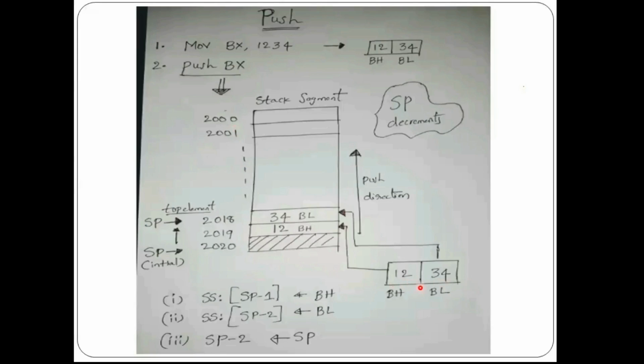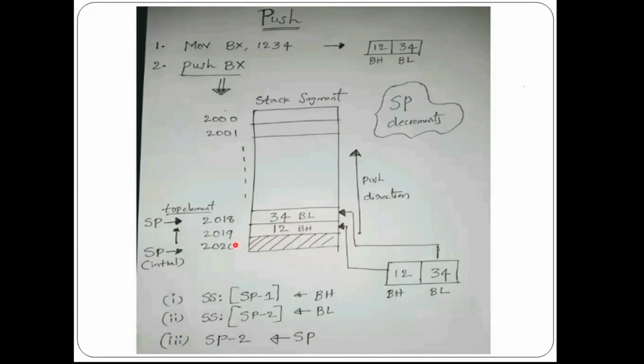So 12 and 34. The higher byte is stored in the higher address. That means in 2019, the higher byte 12 is stored. The 34 is the lower byte of the 16-bit value. The lower byte is stored in the lower address, 2018. 2018 is a lower address when compared to 2019. That's why 12 is stored here and 34 is stored here. Our 16-bit data is stored in two different, immediate locations, 2018 as well as 2019.